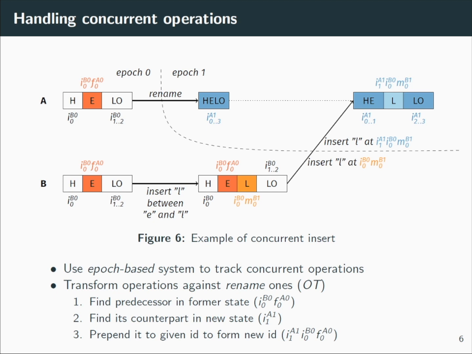The downside of this approach is that we cannot delete, we cannot garbage collect the former state as soon as we apply the rename operation, since we needed to transform concurrent operations to rename 1. But it also means that once the rename operation is causally stable, once it has been observed by every node, then we are able to safely garbage collect the former state.